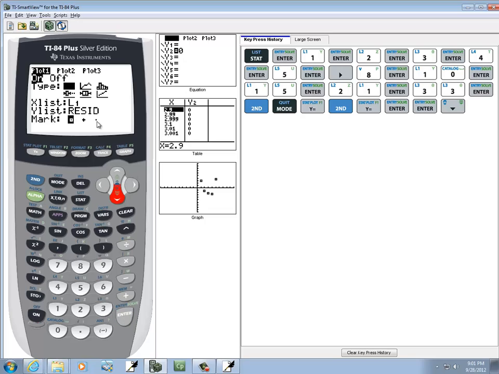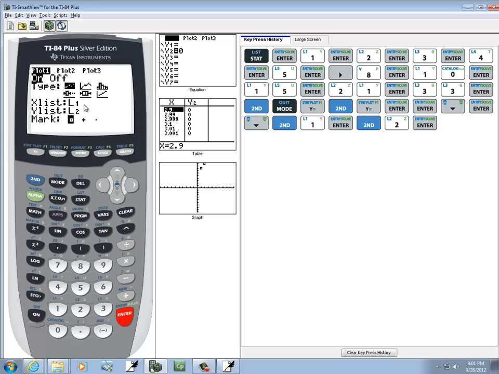I'll down arrow to the type, and we want the first type. If it isn't already selected, just press enter on it. Now down arrow. For X list, we want that to be L1. If it's not L1, do a second 1, enter. And for Y list, we want that to be L2. If it doesn't say L2, do a second 2, and then press enter.